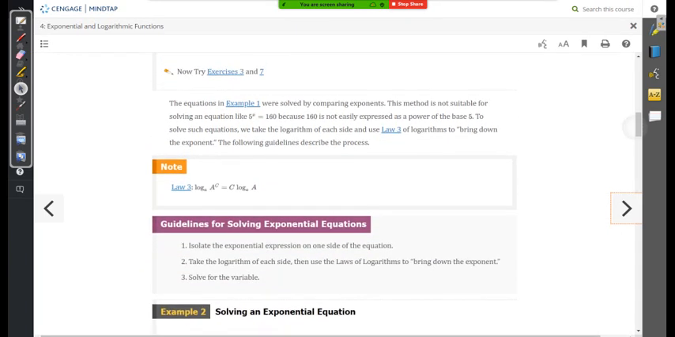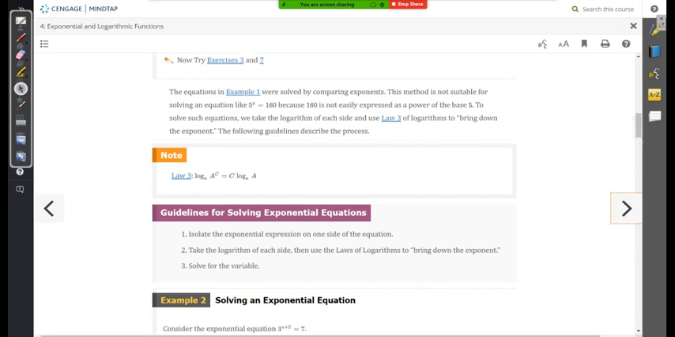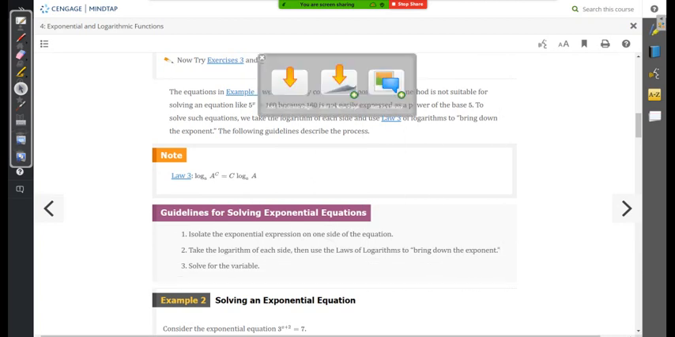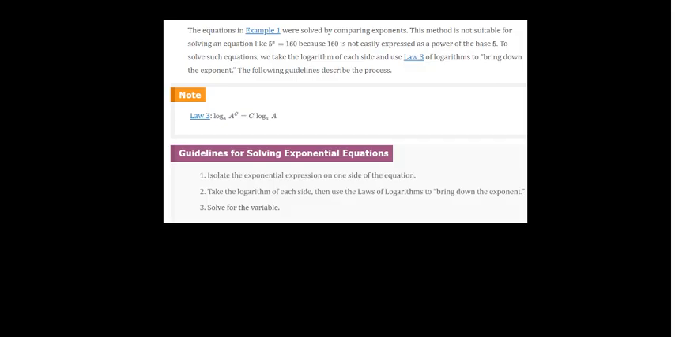We'll give this its own page. Alright, so the equations in example 1 were solved by comparing exponents. This method is not suitable for solving an equation like 5^x equal to 160 because 160 is not easily expressed as a power of base 5. To solve such equations, we take the logarithm of each side and use law 3 of logarithms to bring down the exponents. The following guidelines describe the process.